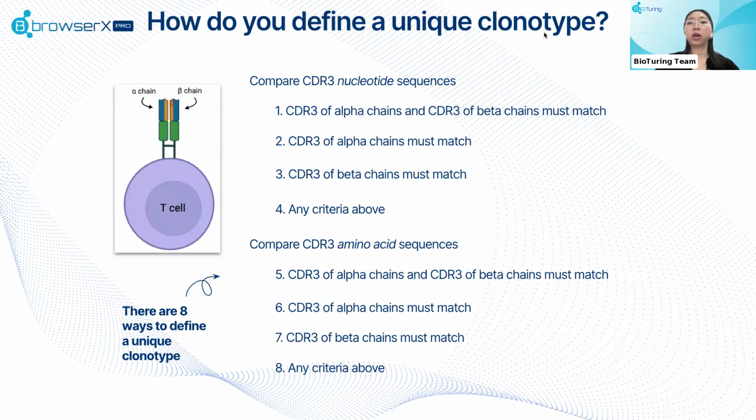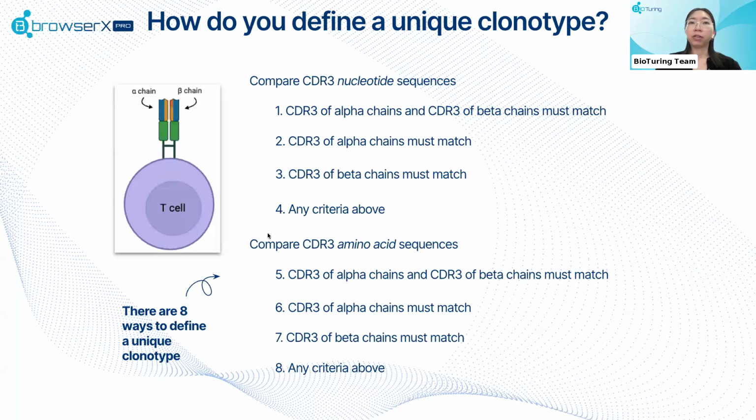So how do you actually define what a clonotype is? For us, we can divide the definition of a clonotype into two main categories. The first category is you can compare the CDR3 nucleotide sequences. The second category is you can compare the CDR3 amino acid sequences. I think it's pretty standard that a lot of people will want to compare the amino acid sequences instead of the nucleotide sequences because, as you know, a lot of nucleotides can map to the same amino acid sequences.